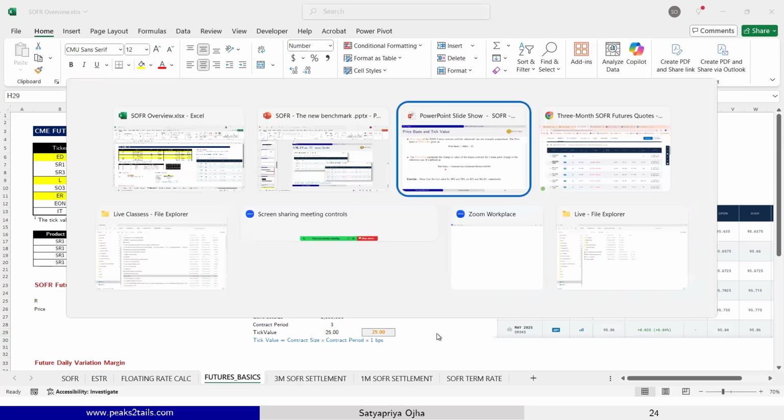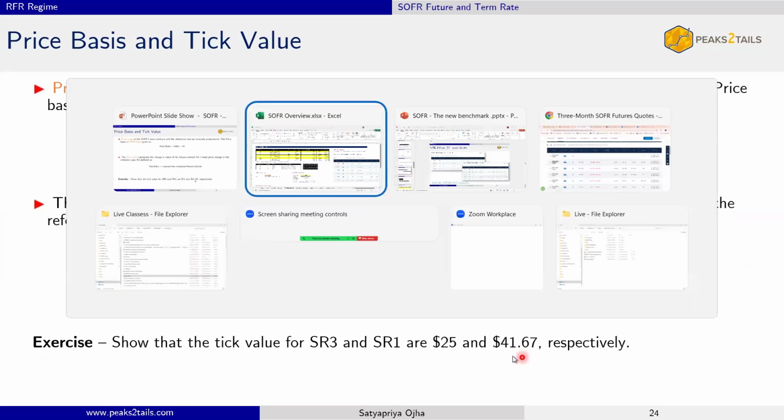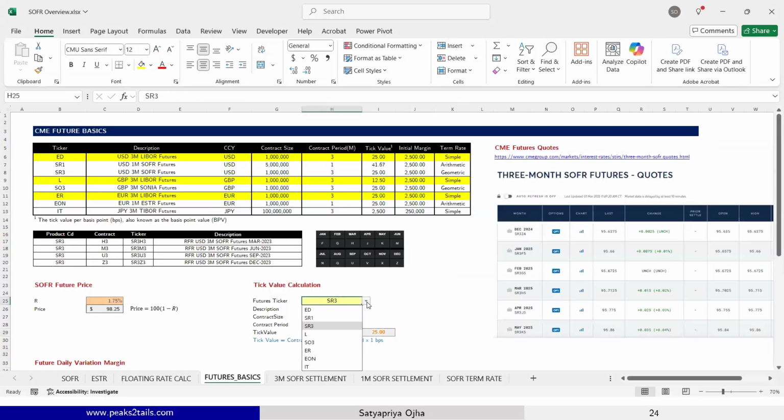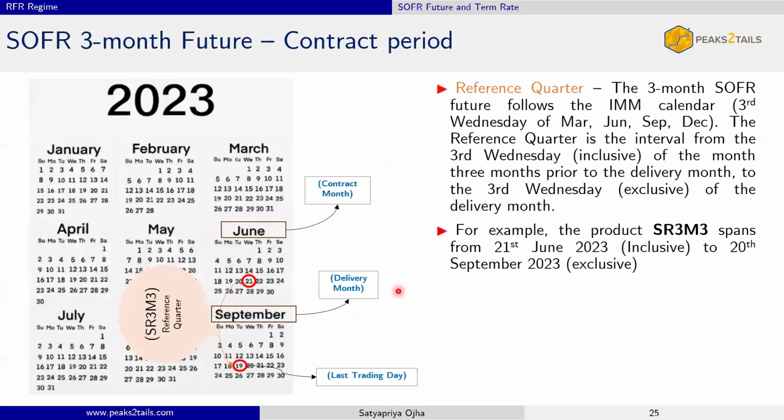Similarly, you can calculate the others, so I'll leave that as an exercise. For the 1 month future, it will be $41.67. I think I have it as dynamic. Yeah, it's the same calculation. Okay, so this is important.